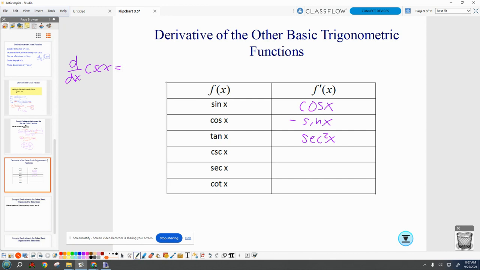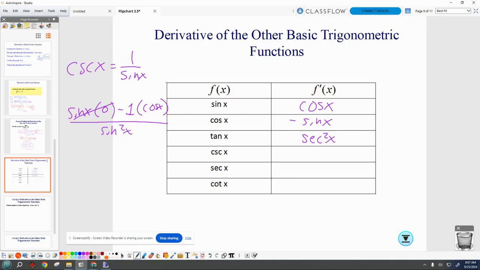Cosecant, I'm going to rewrite cosecant as 1 over sine. I haven't taught you chain rule yet, so I need to go old school and do this by quotient rule. Bottom times the derivative of the top. What's the derivative of 1? 0. Oh, that's nice. Minus the top times the derivative of the bottom. Derivative of sine is positive or negative? Positive. Okay. Over the bottom squared.